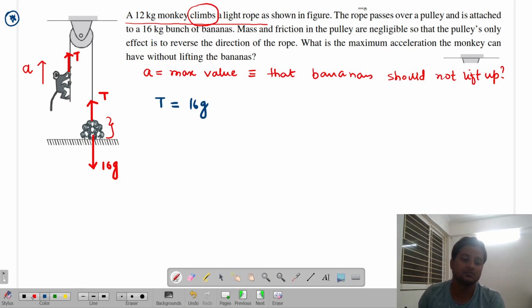Look carefully. The monkey's weight is how much? 12 g.